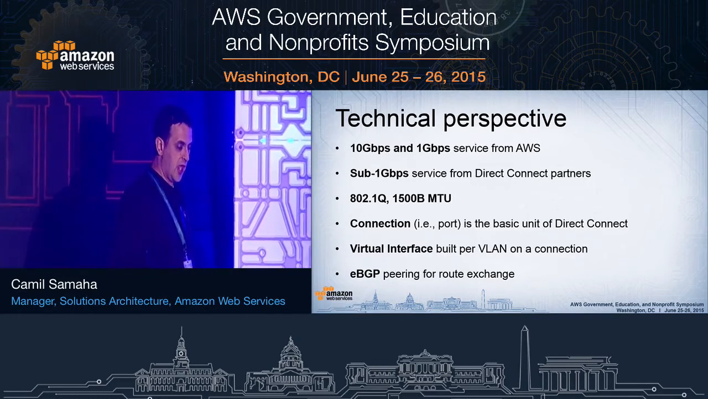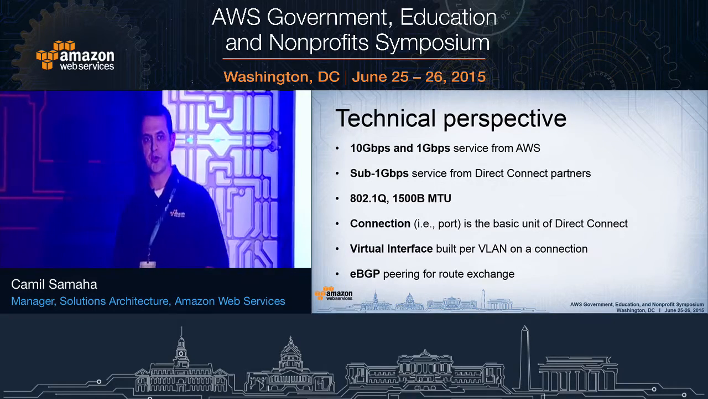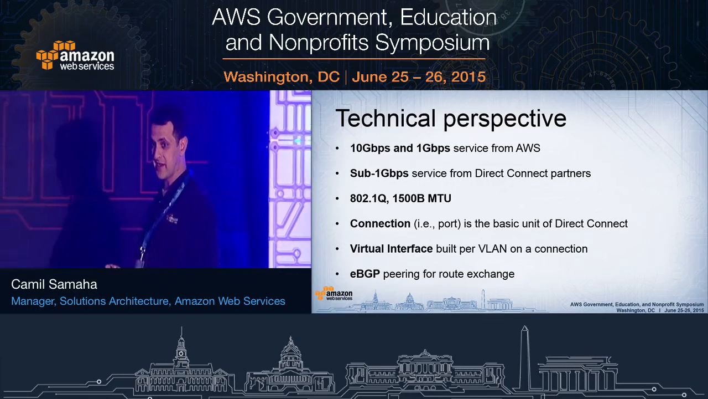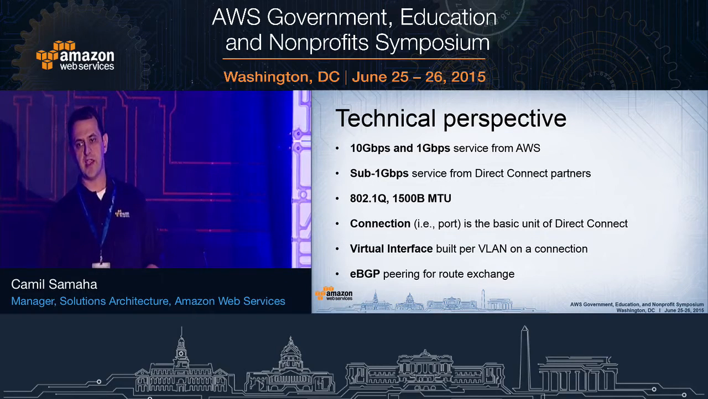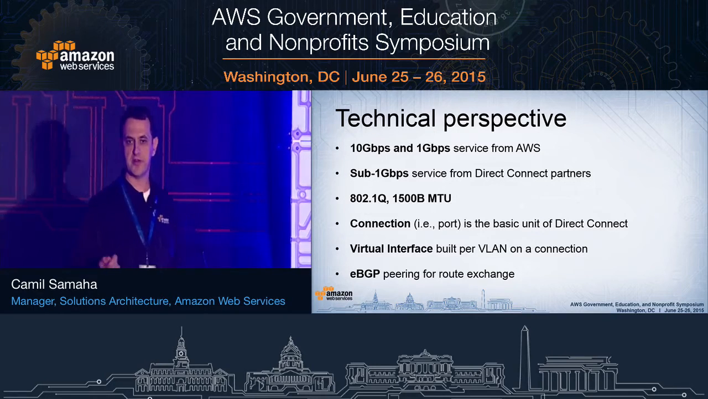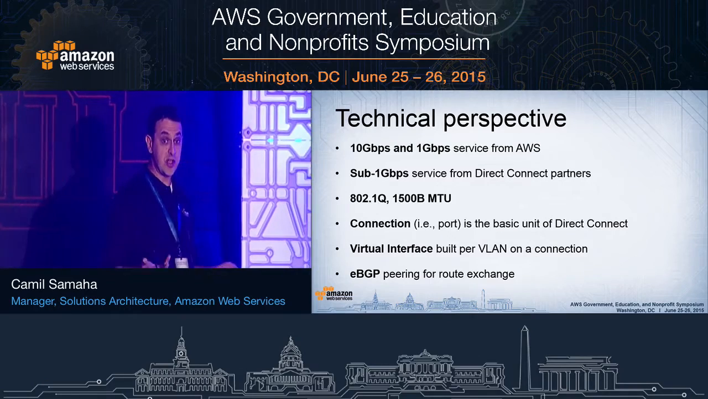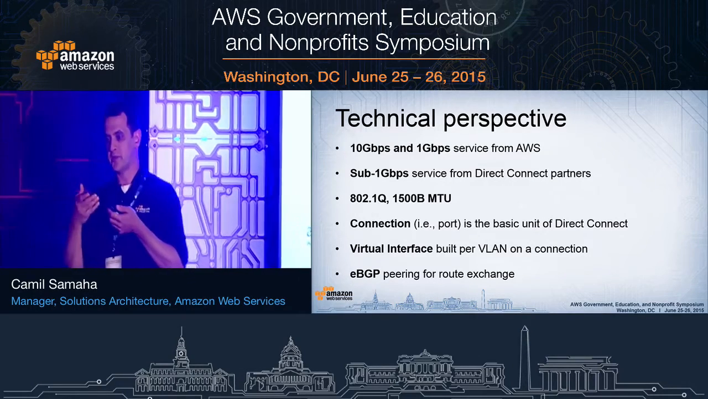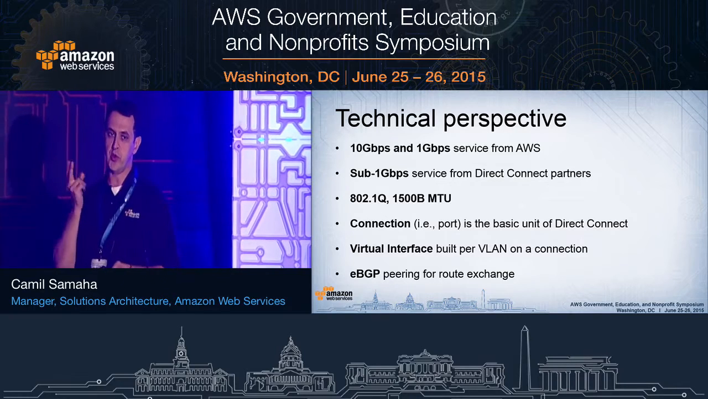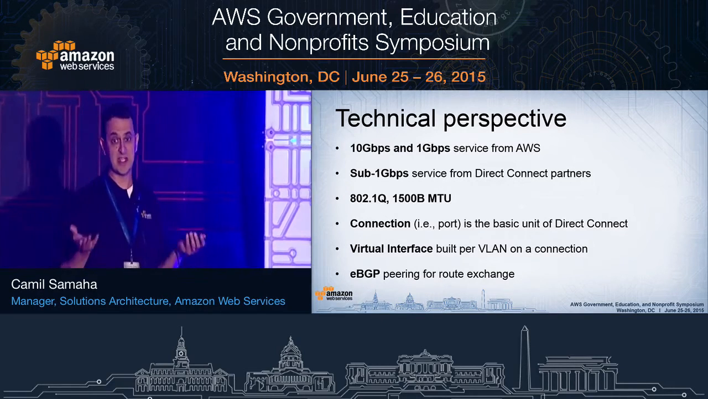At the heart of it, it's an Ethernet connection to AWS, and we leverage 802.1q for VLAN tagging. And also the MTU is 1,500 bytes. The basic unit is a connection, or the port. We have a physical device with a port to which you do a cross-connect or a physical connection into. So that's the basic unit.